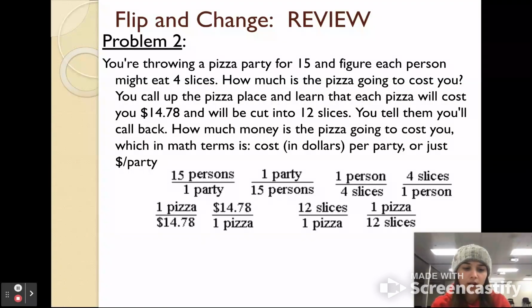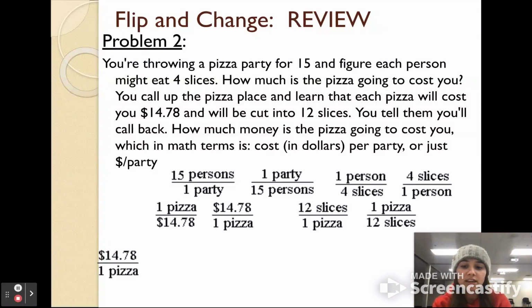Think back to when you wrote down what is our given information. We can start with a lot of things. However, it would probably be a good idea to start with $14.78 per one pizza. After that, we are going to go from $14.78, so dollars over pizza, and our unknown is dollars per party, right? So my question to you, do we want to cancel out dollars? No, we do not. Dollars is at the top, and I want dollars to stay at the top, so I don't need to cancel out dollars.